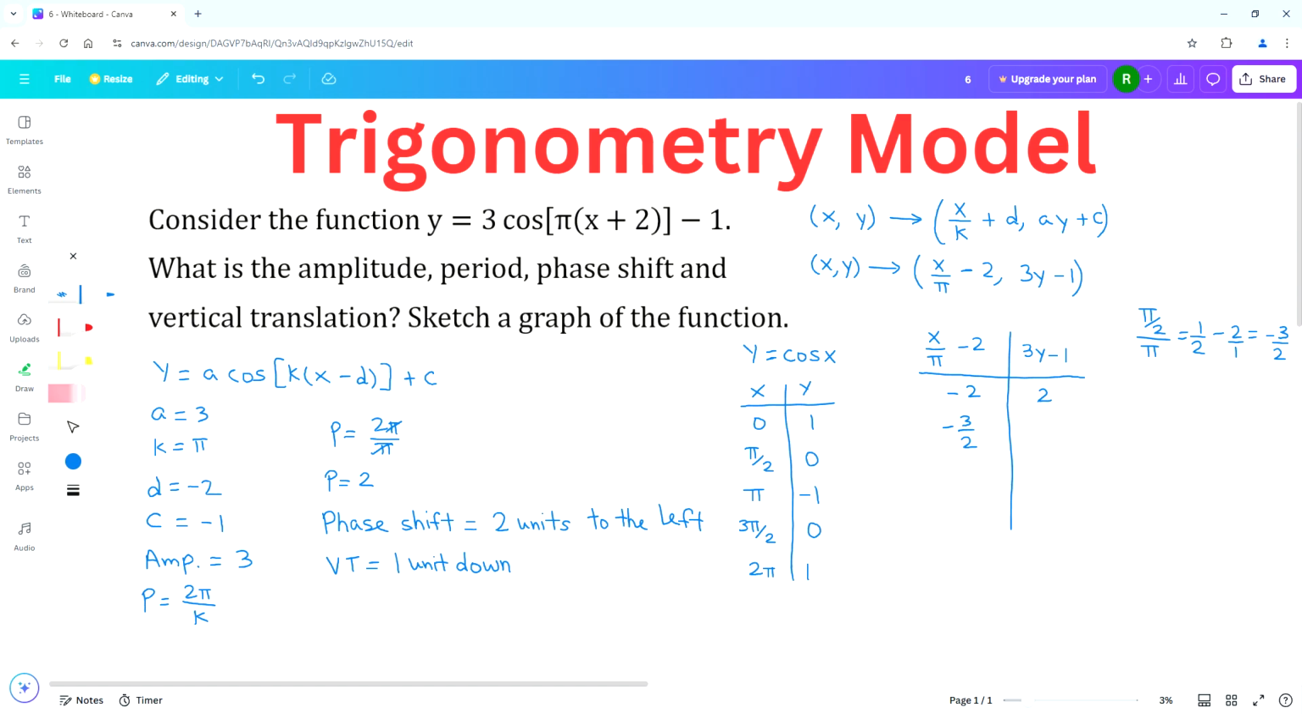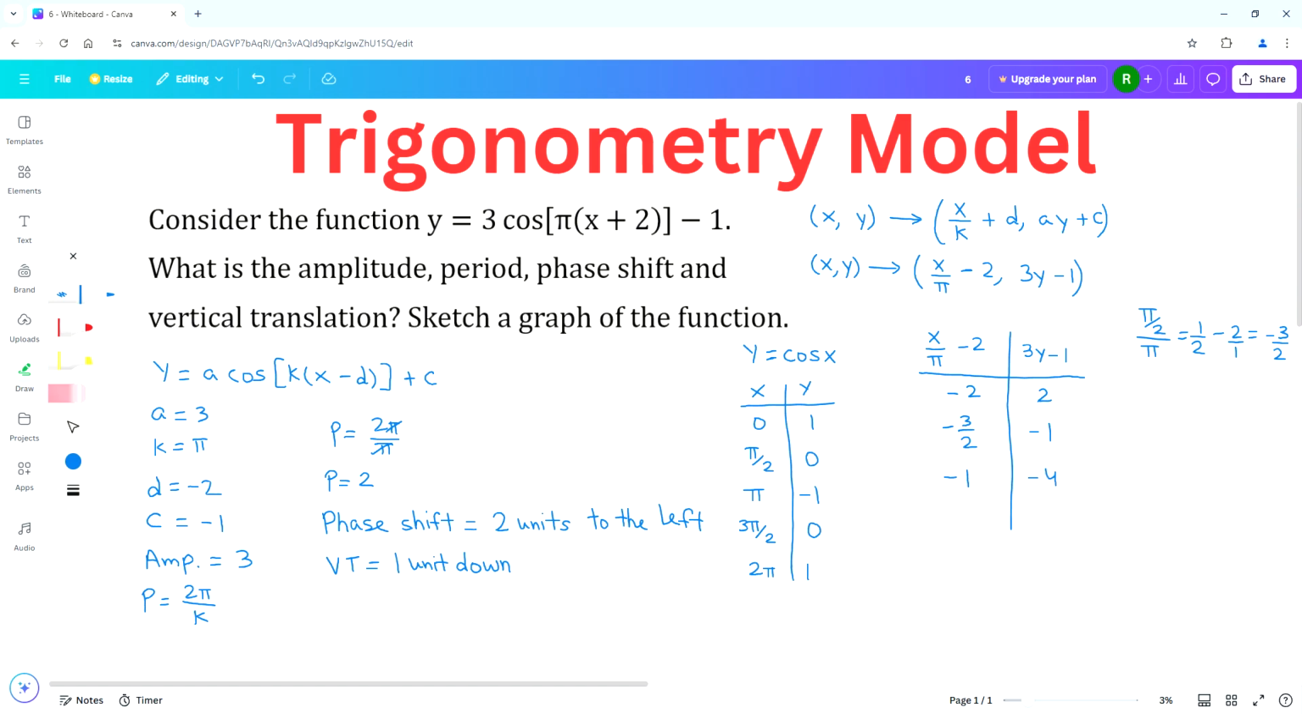Next we sub in y as 0. 3 times 0 minus 1 is equal to negative 1. The next x value is pi. Pi over pi is 1. 1 minus 2 is negative 1. The y value is negative 1. 3 times negative 1 minus 1 is equal to negative 4.